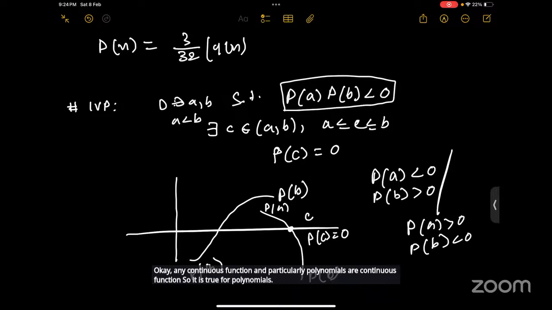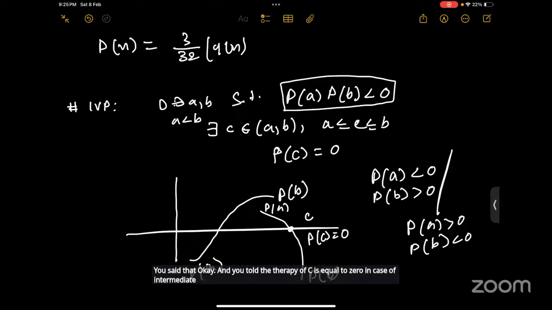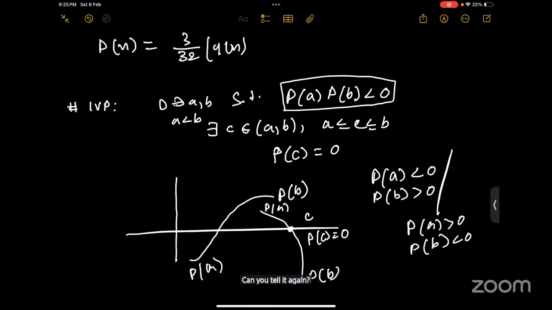I have a doubt. Can you be a little louder? I cannot hear you properly. You said that P of C is equal to 0 in the case of the intermediate value property. Can you tell it again? P of C is equal to 0 by using this property, IVP.